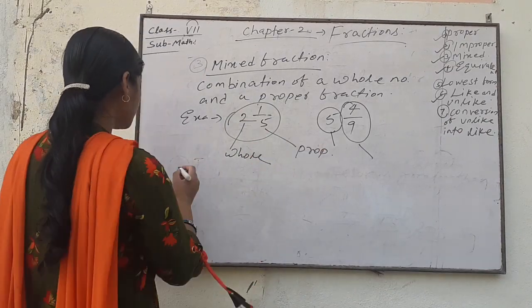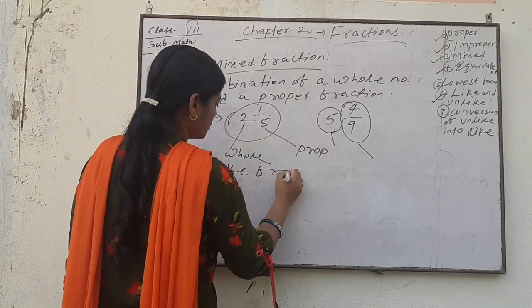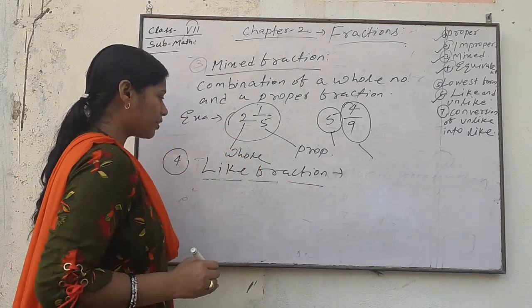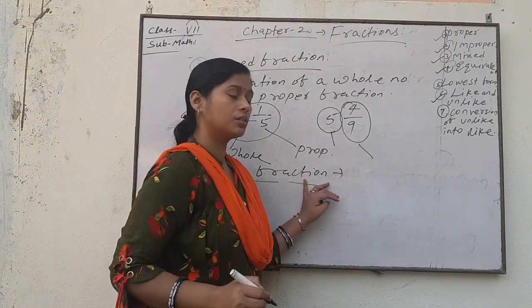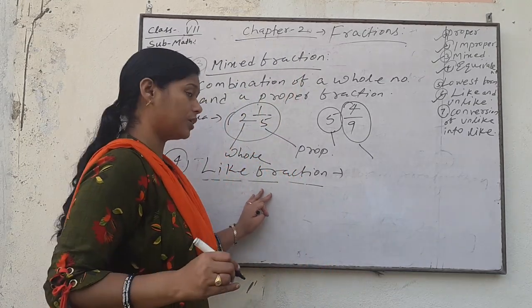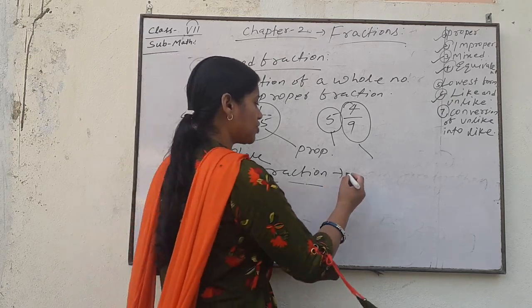Now next, like fraction. So what is like fraction? Fractions having your same denominators. Fractions having your same denominators, that is your like fraction. Same denominator.